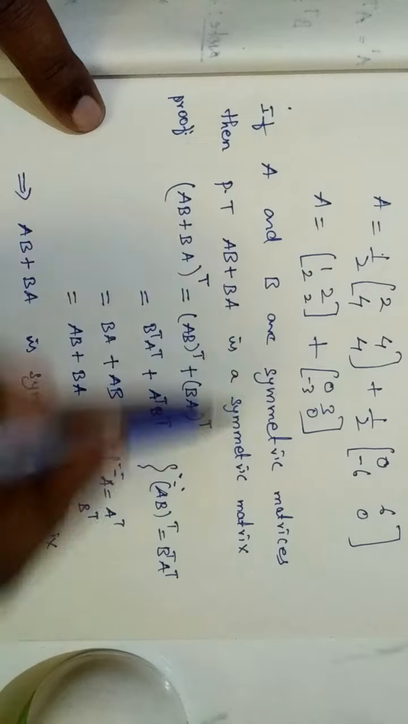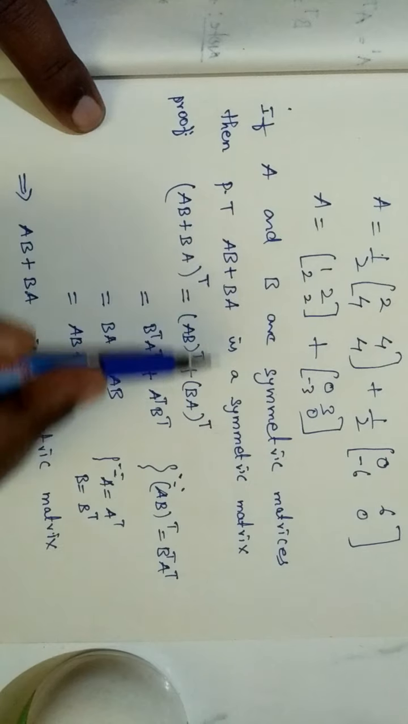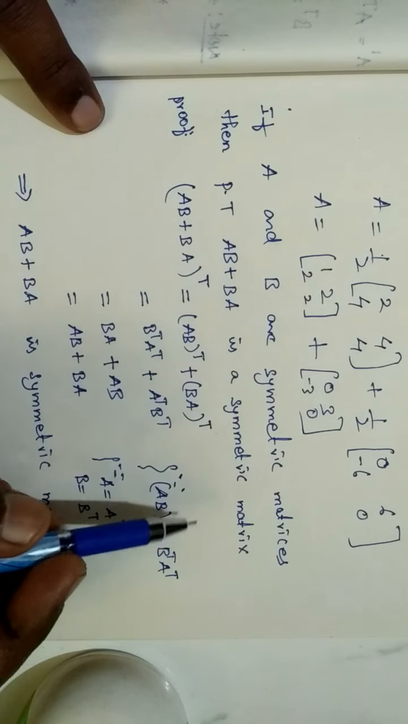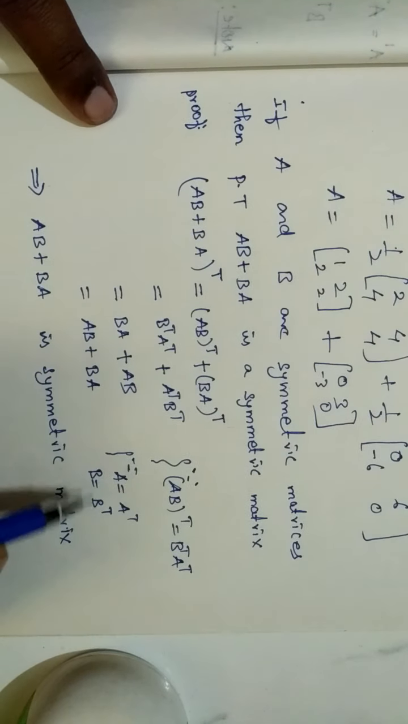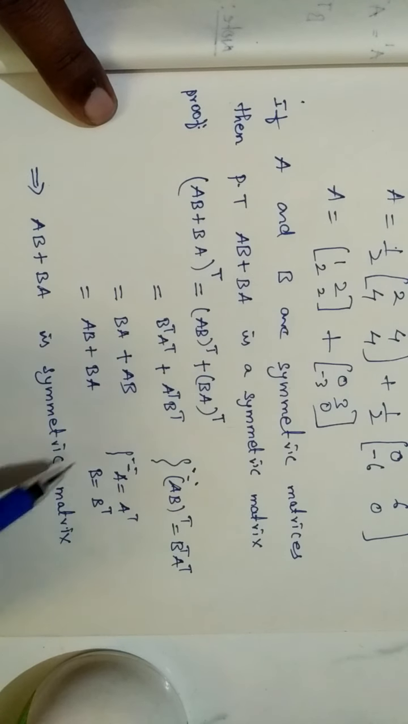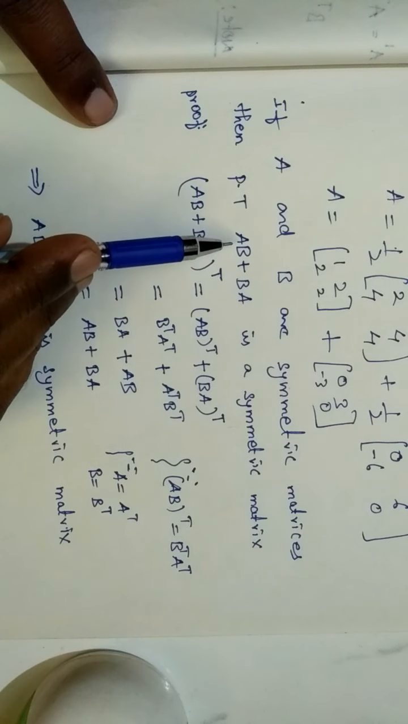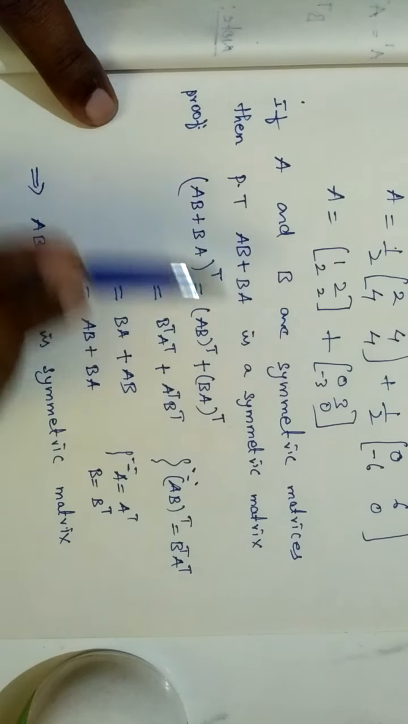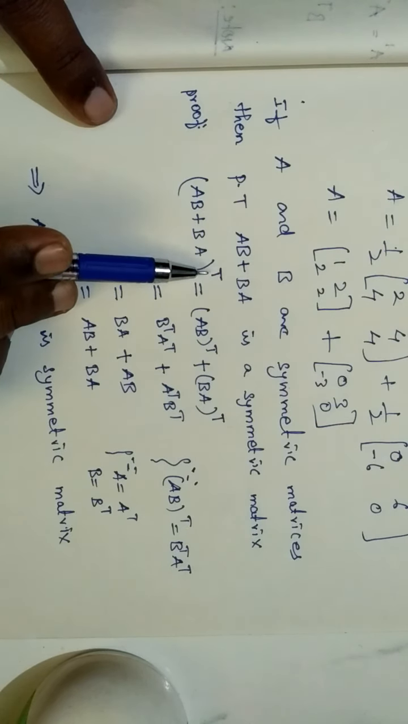The question: if A and B are symmetric matrices, then prove that AB plus BA is skew symmetric. Okay, so A and B are symmetric matrices, they have given. That means you can write A is equal to A transpose, B is equal to B transpose, because they said A and B are symmetric matrices. Okay, then how to prove this? Whenever they ask like this, by providing A and B are symmetric, you have to prove AB plus BA is symmetric. If they ask, you take the given matrix and its transpose. Given matrix and its transpose you write.